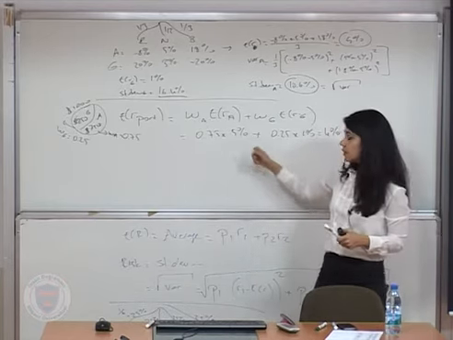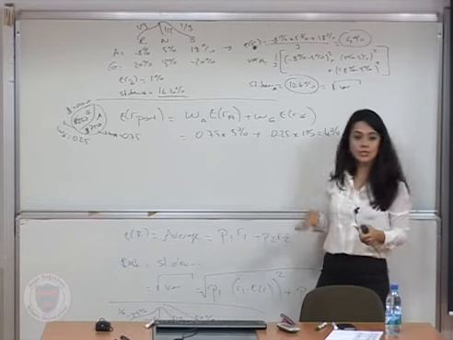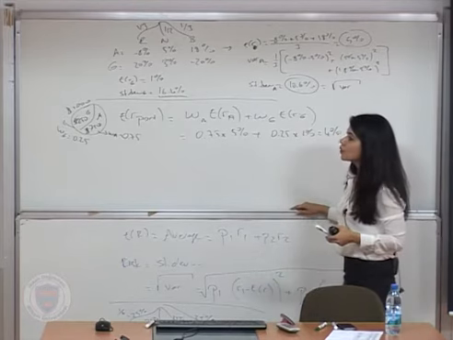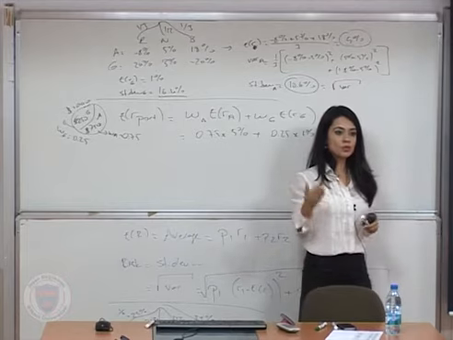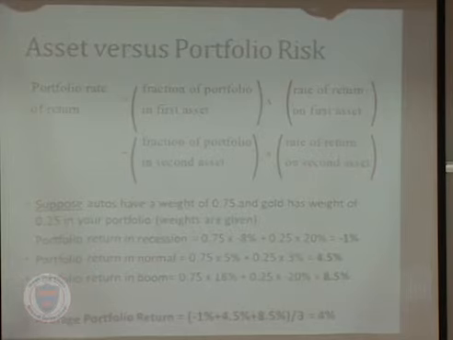You can solve it this way, which was the short way, or you can solve it the long way. What is the long way? In the long way, you're going to calculate the returns individually for automobile and gold stocks. You're going to calculate the portfolio returns for recession, for normal time, and for boom with the weights.